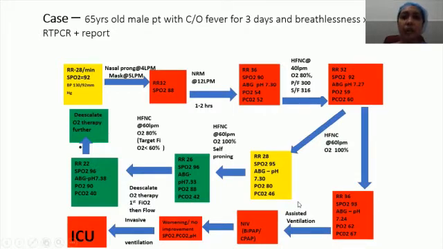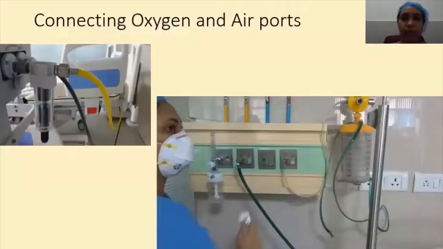Assisted ventilation could either be non-invasive or invasive, that is, after intubating the patient. We would like to begin with non-invasive ventilation, which is by the use of the BiPAP machine or the ventilator in the non-invasive mode. Before we actually start using the ventilator, we need to know how the oxygen and air ports of the ventilator are connected to the wall mount.